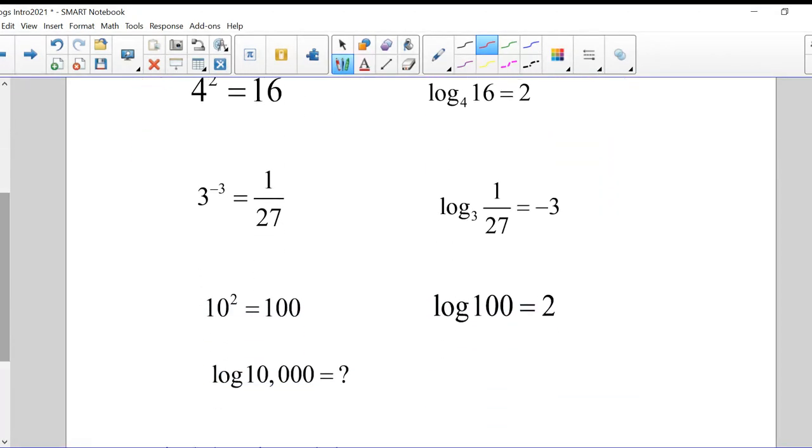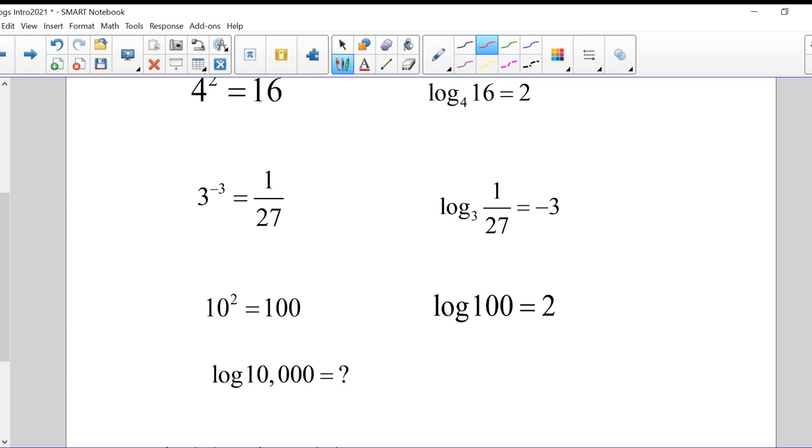Here's another one. 10 to the power of 2 is equal to 100. That's just a fact. Now, notice that I put log of 100 equals 2 and I didn't put a base here. That is because if you don't have an explicit base stated, it is implied to be base 10. So even though I don't have 10 here explicitly, it does mean I'm taking a base 10 log.